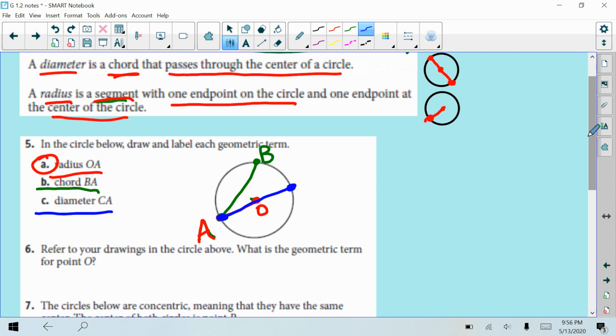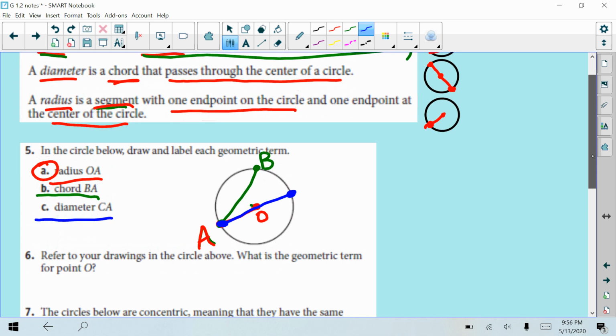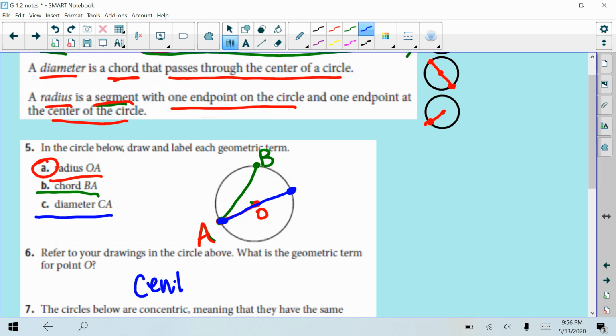Refer to your drawing in the circle above. What is the geometric term for point O? That is the center.